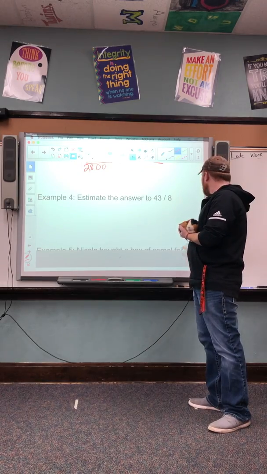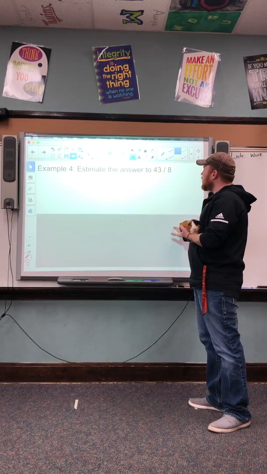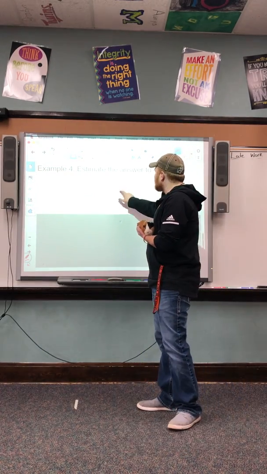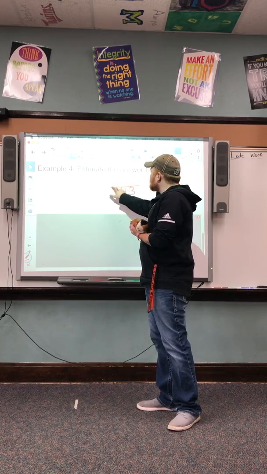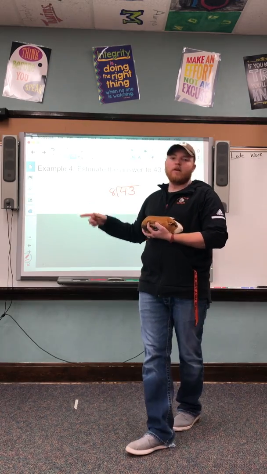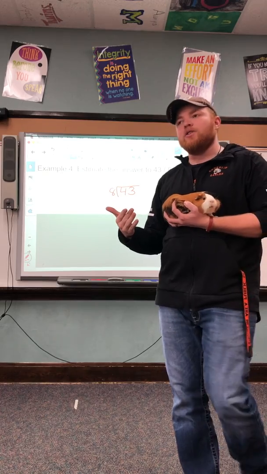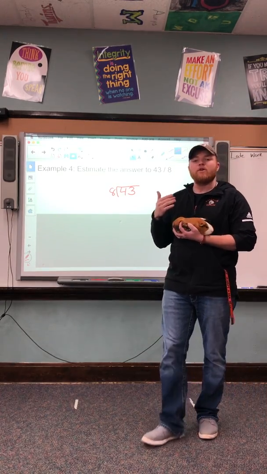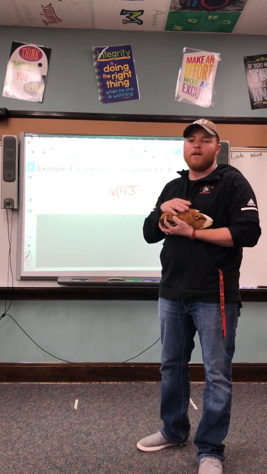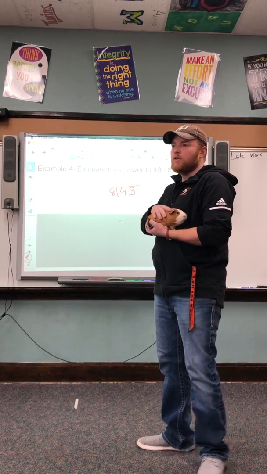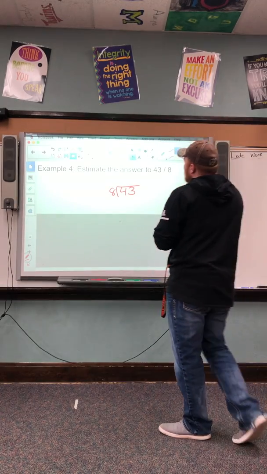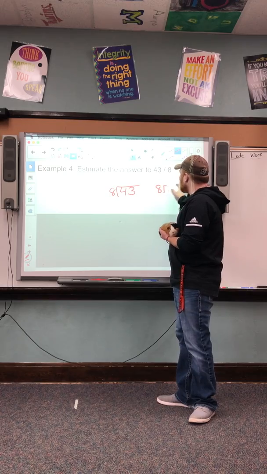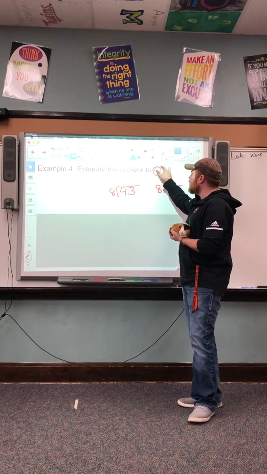All right, example 4. Estimate the answer to 43 divided by 8. If we divide 43 by 8, we can't do that evenly. We would get a remainder, so they're not compatible numbers. Remember, compatible numbers are numbers that can go into each other equally. There's no remainders in them. So what we would have to do is leave 8 the same. We wouldn't round 8, but we would round this first number.